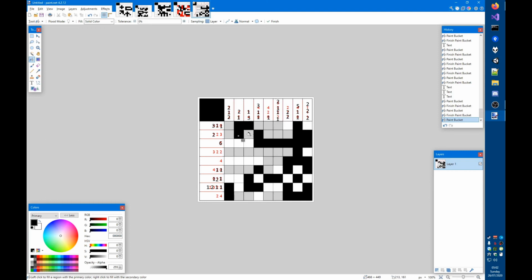And now we know that this must be white because this row has to start with a 2 group. If we make this black, it would start with a 3 group or more. So that would be white, that would be black. This must be the 2 group here. That finishes the 3 group. This dictates the 3 group here.